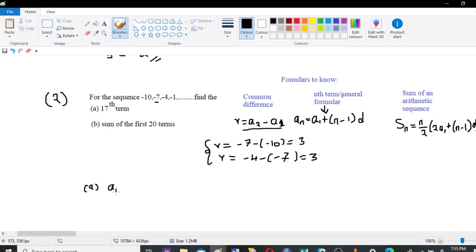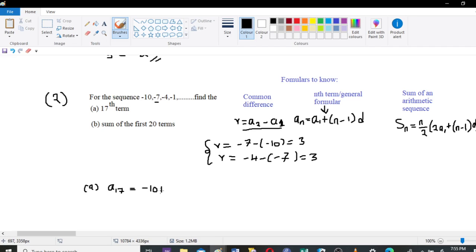We need to use the formula. Where there is n, we are going to substitute with 17, because n stands for the position of that term you are looking for in a sequence. In this case, we are looking for the 17th term. What value is on position 17 in this sequence? So we'll use the formula again. A1 represents the first term. So the first term from the sequence is negative 10, right?